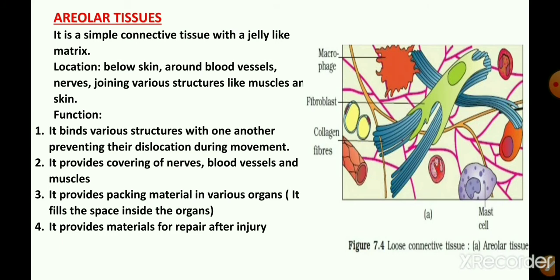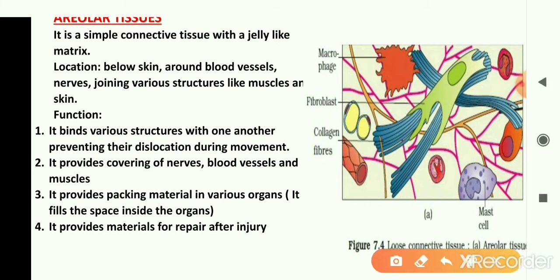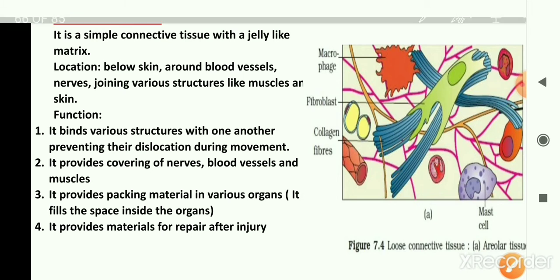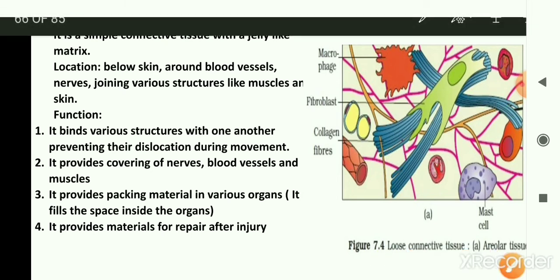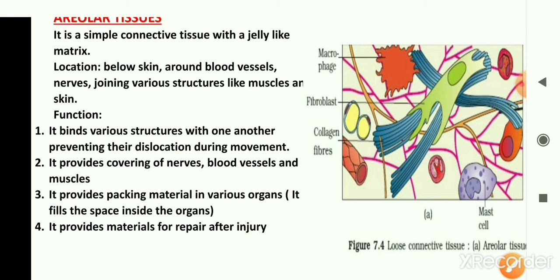The first, most basic and most abundant connective tissue in our body is the areolar tissue. It is a simple connective tissue which has a jelly-like matrix. This diagram is a cross section of areolar tissue, where you find cells of various kinds scattered in the matrix.